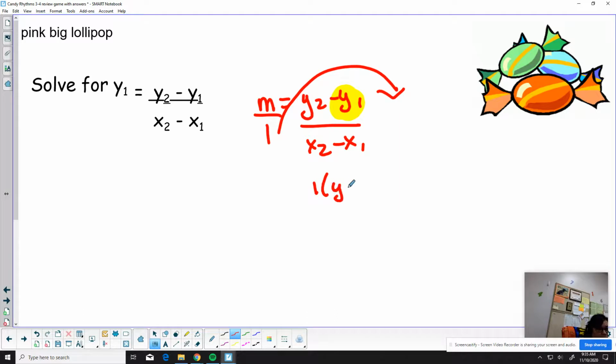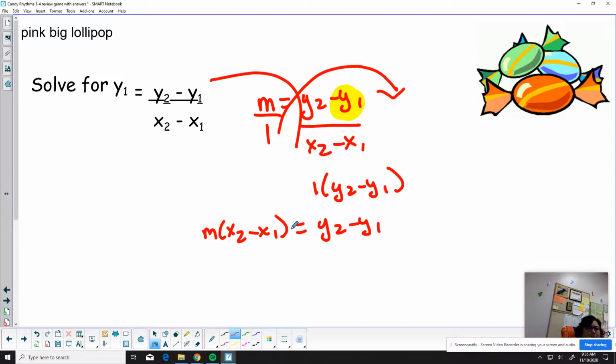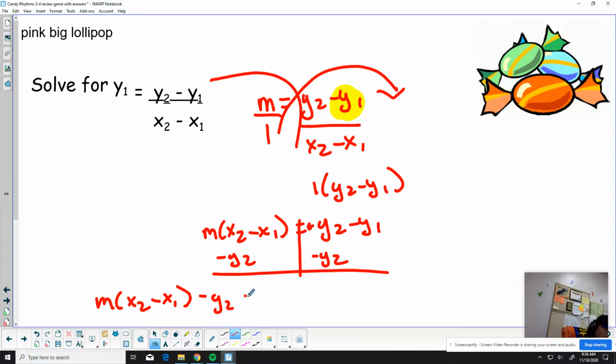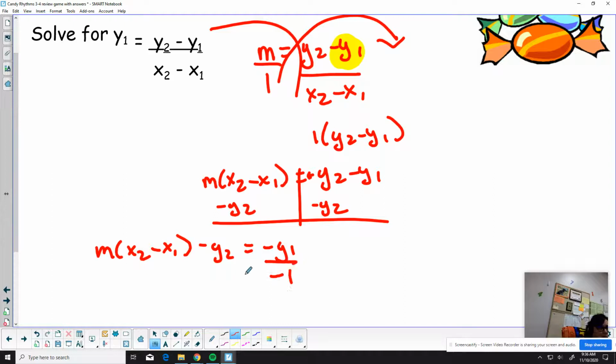So 1 times y2 minus y1. I don't really need that 1 because it'll be exactly the same, because when I distribute a 1, it's the same. And then on this side, I have m times x2 minus x1. I don't think I'm going to distribute the m. I could, but I'm not going to. All right, and then I need to subtract the y2 because it's added. So minus y2. So m times x2 minus x1 minus y2 equals negative y1. And then the last step would be to divide by negative 1.